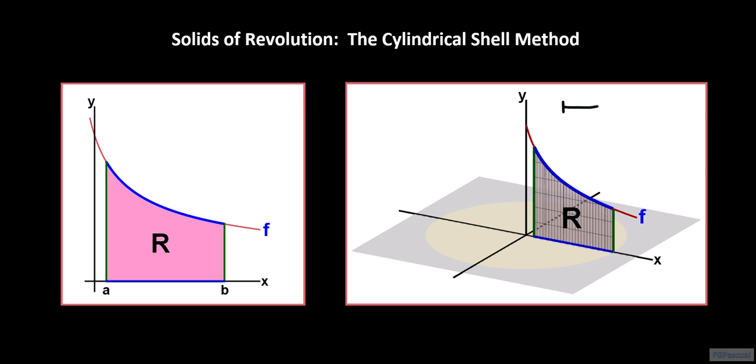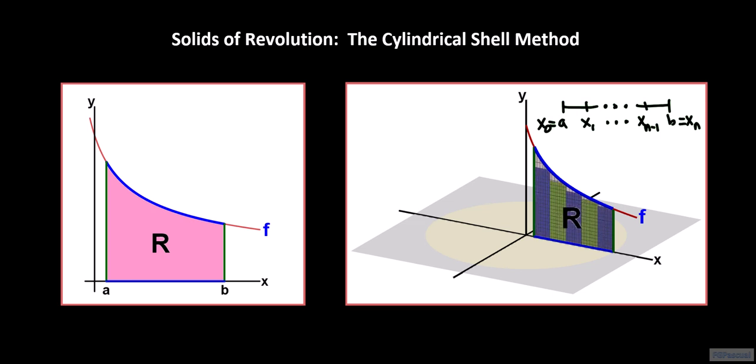To derive an integral formula for the volume of the solid of revolution, we partition the interval from a to b using the partition points x sub 0, which is equal to a, which is less than x sub 1, and so on, all the way up to x sub n, which is equal to b. And so, there will be n subintervals in this partition of the interval from x equals a to x equals b.